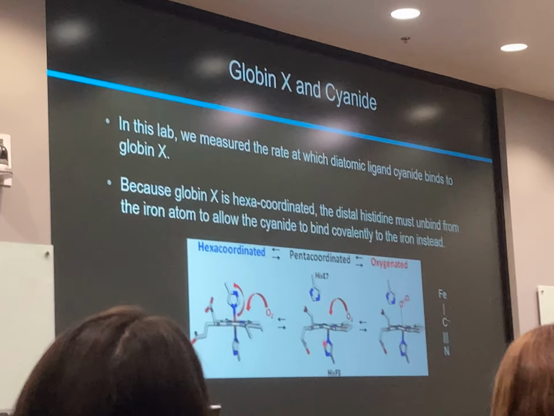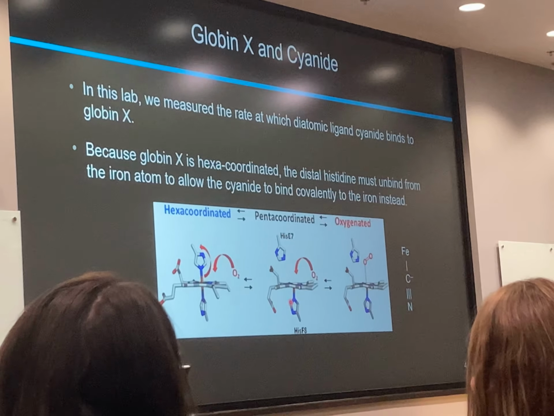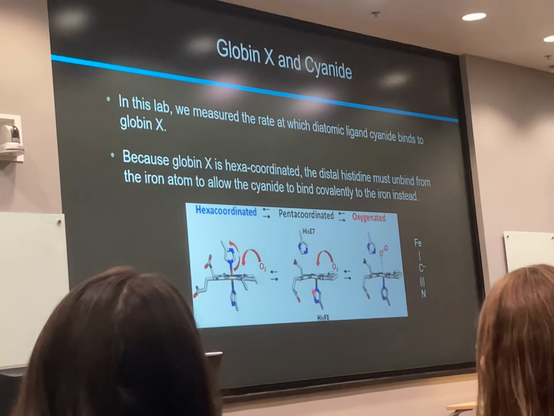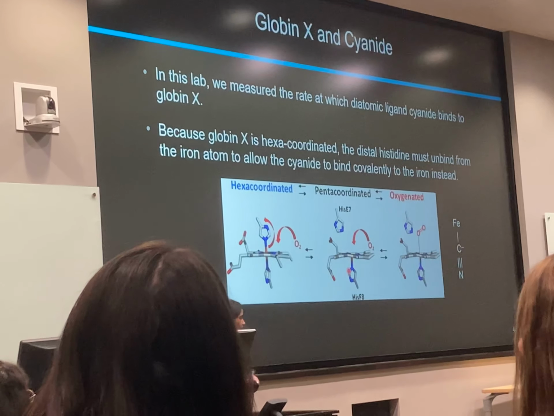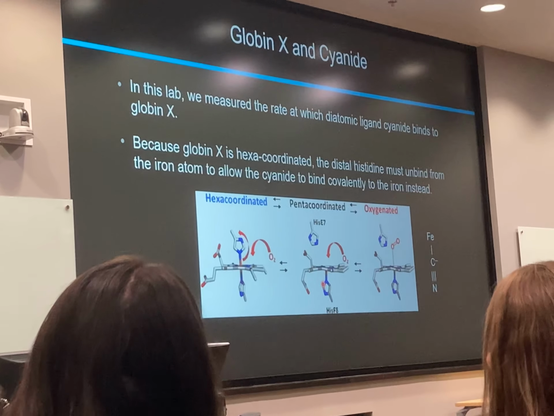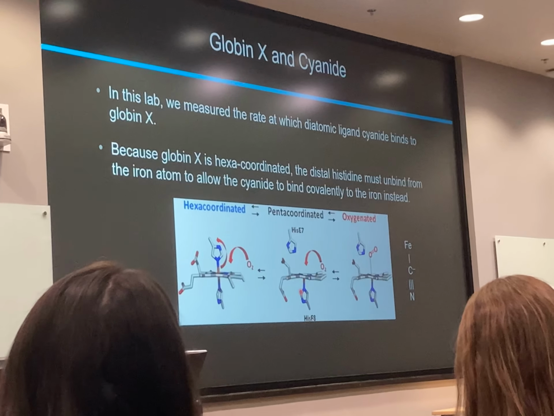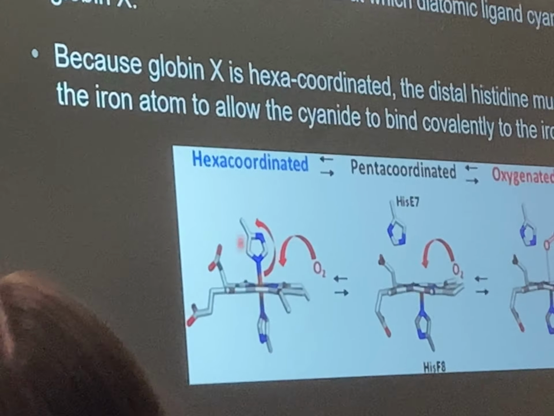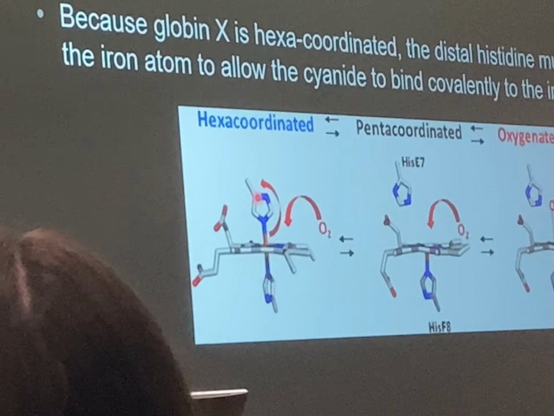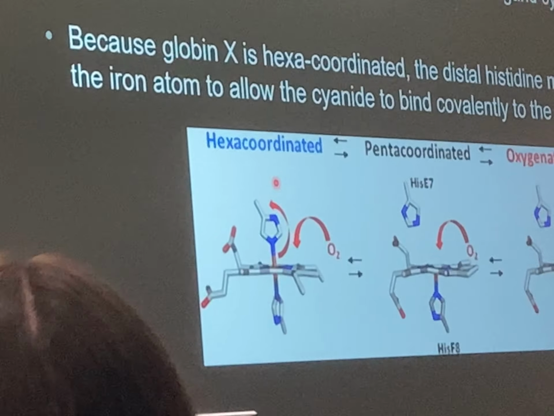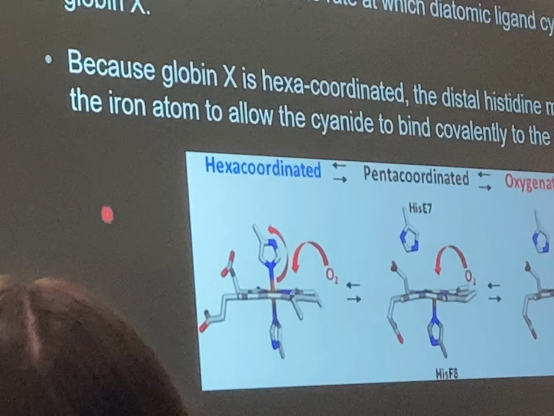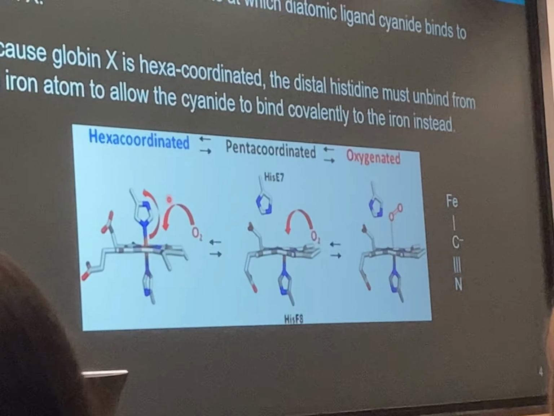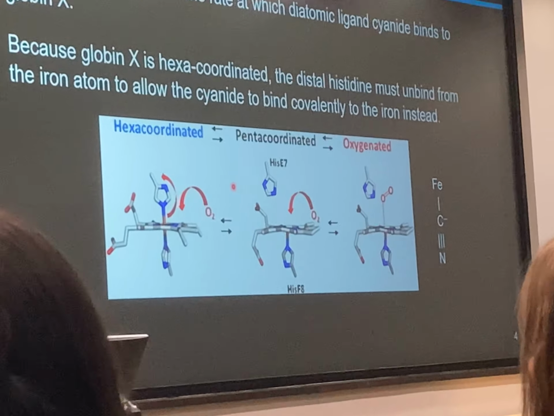Now, what did we do in this lab? We measured the rate at which the diatomic ligand cyanide binds to globin X. Diatomic, meaning 2 atoms, an example would be oxygen, and we use cyanide as a model for other diatomic ligands, such as oxygen, because it was easier to work with. Now, let's take a look at this diagram right here. So, remember how I explained what hexacoordinate was earlier? Because globin X is hexacoordinated, this distal histidine must unbind from this orange iron atom to allow cyanide to covalently bind to the iron atom instead. So in this diagram, just replace oxygen with cyanide, and that's what we did in the lab.